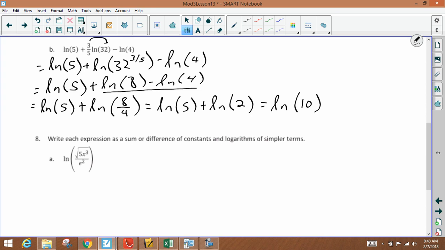Why aren't we adding 5 and 2, making a natural log of 7? Because the property tells us. Because natural logs don't behave the same way as a normal number, right? This is actually telling me that e to some power is 5. It's not just 5. So I can't just add. So I have to write it as a product.